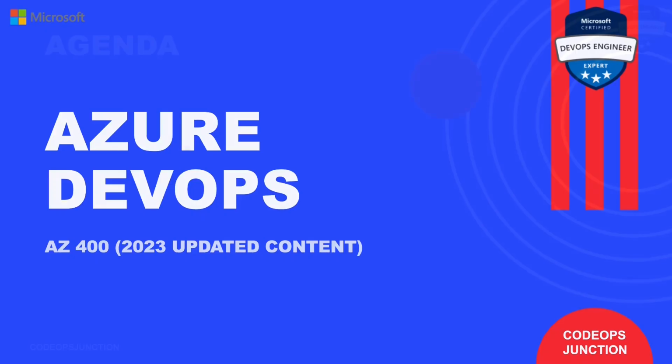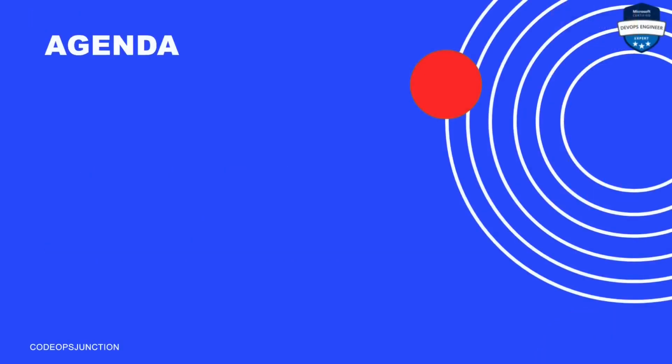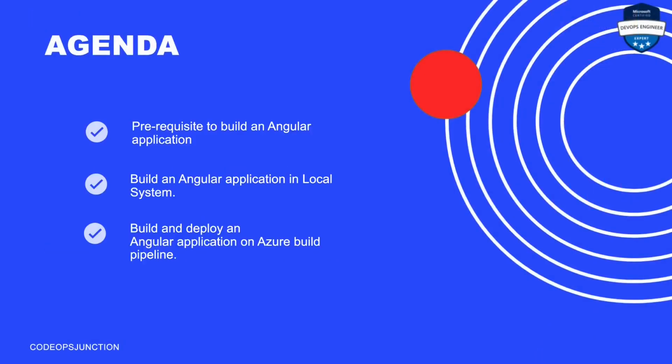So let's get started. First we will see today's agenda. We will see the prerequisites to build an Angular application. Then we will see how to build an Angular application in local system. At last we will build and deploy an Angular application on Azure build pipelines.